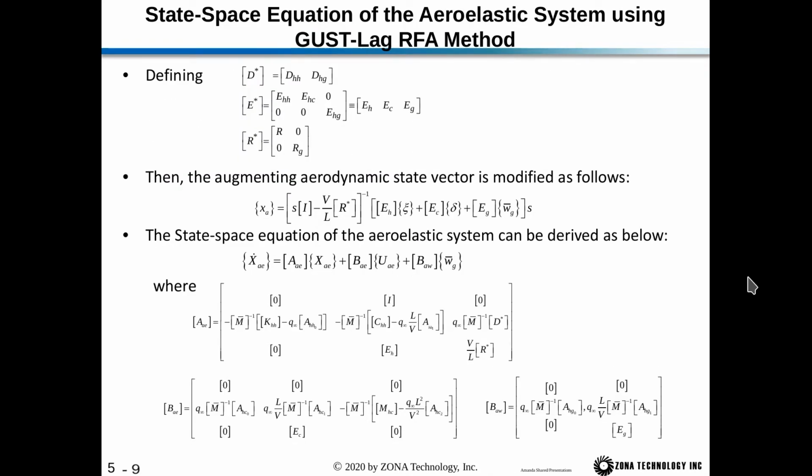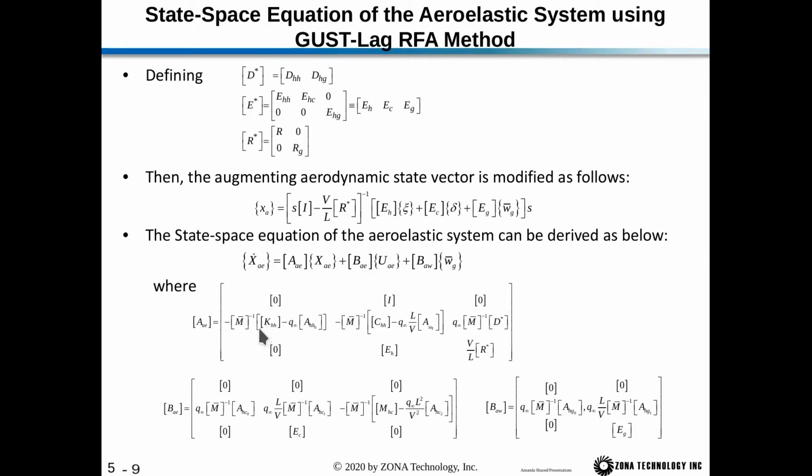So continuing our state space equation here, we now define D star as a combination of DHH and DHG. E star is a combination of EHH, EHC, and EHG, and R star is a combination of R and RG. Then the augmenting aerodynamic state vector is modified as shown here, and the state space equation of the aeroelastic system can then be derived as shown below.